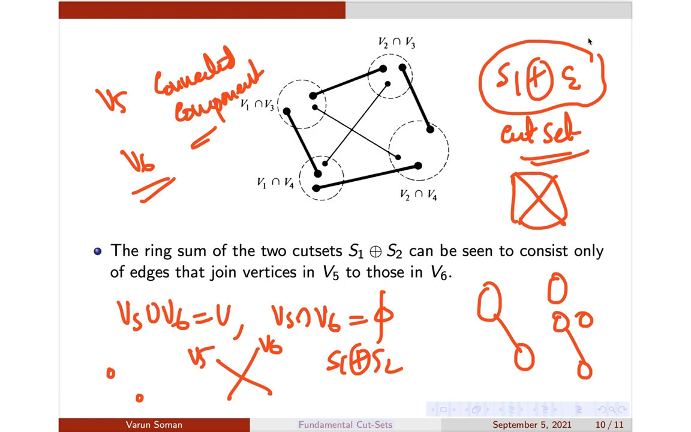Okay, so two possibilities are there. One possibility is S1 ring sum S2 is a cut set. In that case, that means your V5 and V6 will be connected components, and your S1 ring sum S2 is a proper cut set itself. In the extreme case, suppose one of them is disconnected again. Suppose your V5 contains two components. That means some edges in this S1 ring sum S2 had disconnected this V5.